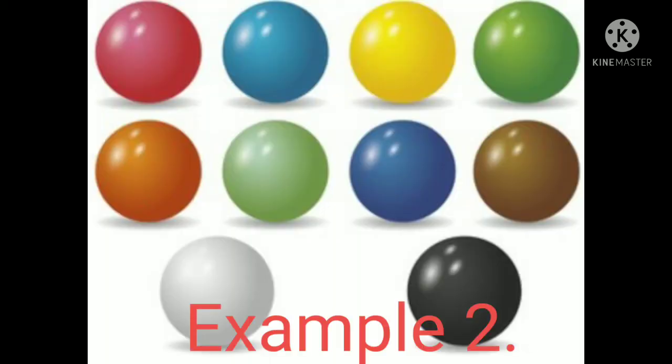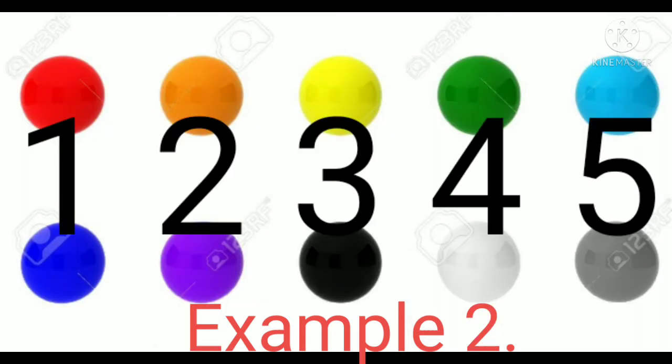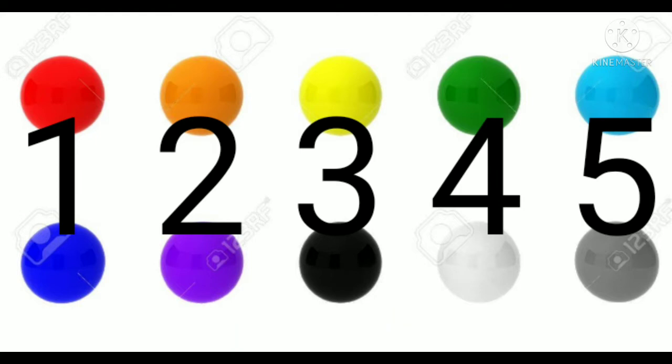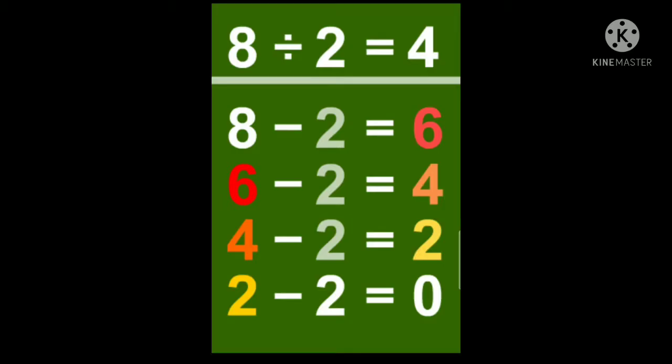Let's take another example of 10 balls. When we arrange it in 5 groups, that means in one group it has 2 balls. That means we will get 2 balls in each group. Every time we do repeated subtraction. Let's take one more example.